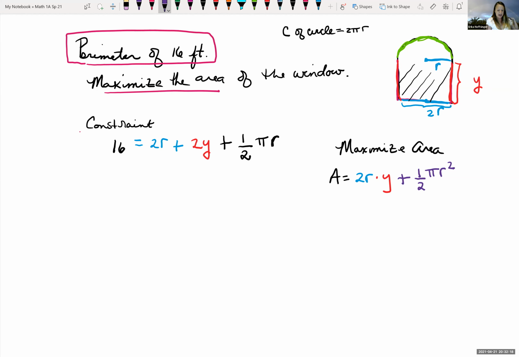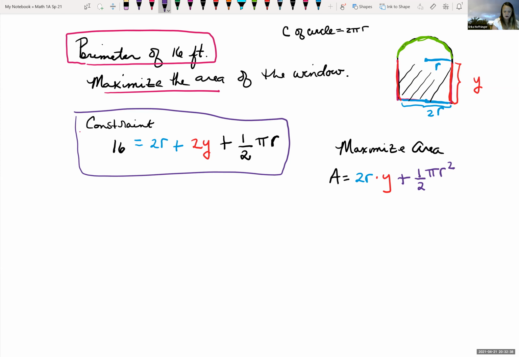So the problem here is that we have two different variables in the area that we're trying to maximize. We have the variable R and we have the variable Y. And so that's where we use that constraint, some information they gave us, and rewrite one of the variables in terms of the other. It doesn't really matter. How about let's rewrite Y in terms of R. Okay, so let's rewrite this.